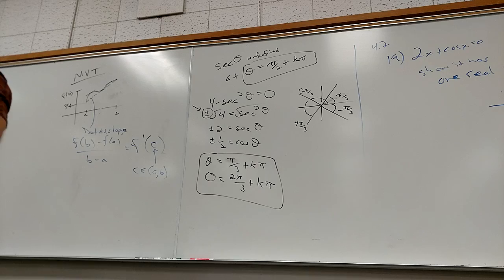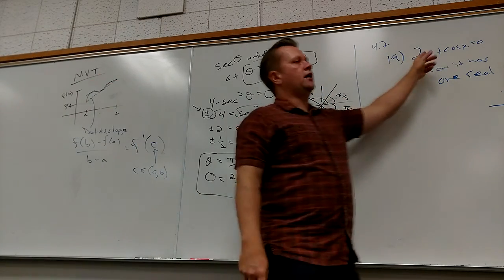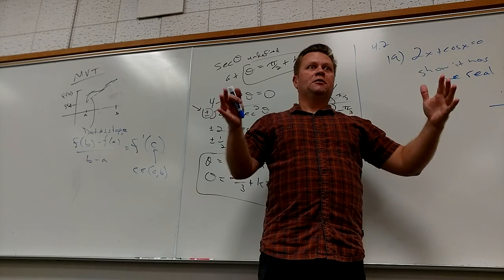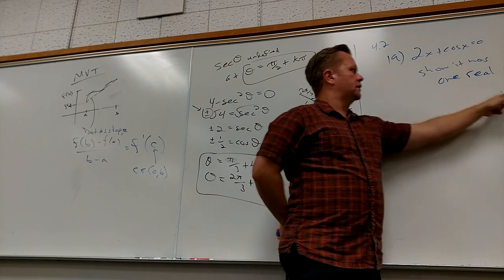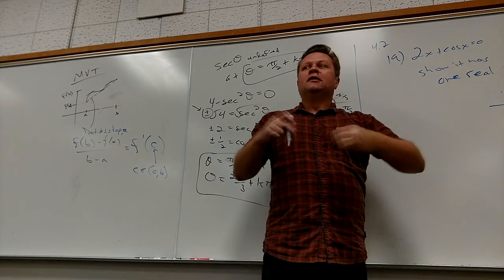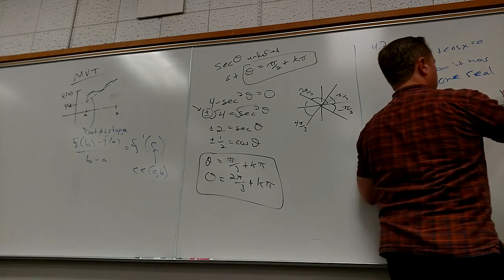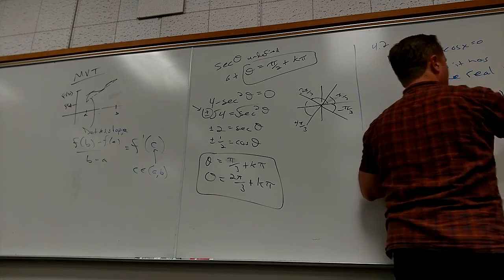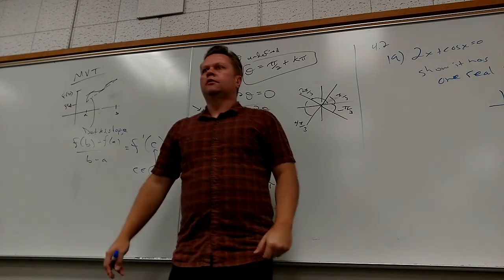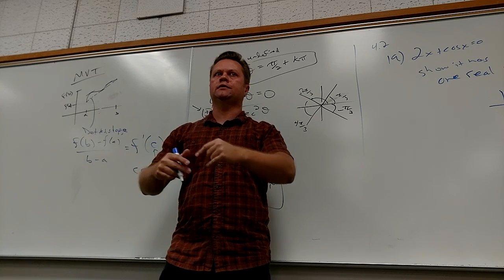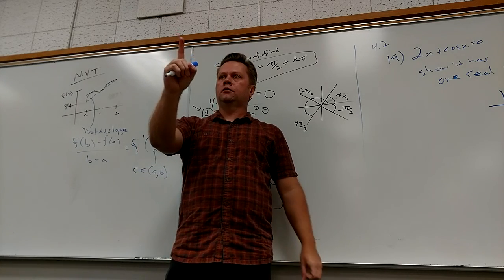So if I show that at 1 this is positive and at 2 it's negative, then I know there's at least one root. But how many roots could there be between this and this? There could be an infinite number of roots. It could go crazy. So this problem has an extra layer on it because it says show that it has one root.